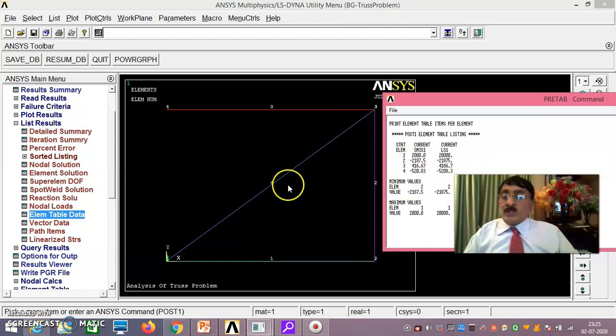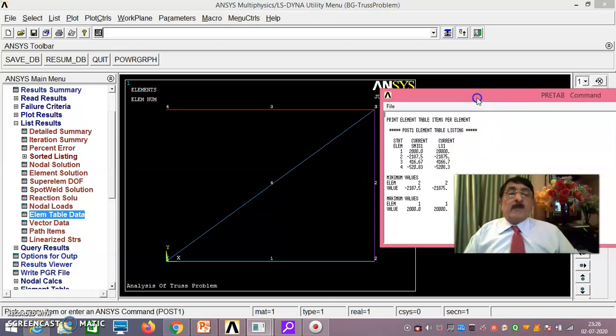And finally element 4, if you see here, it is negative 520.83. Negative means it is compressive stress here. 520.83 newtons is the force, and the stress is 520.83 divided by 0.1, which is 5,208.3 Newton per meter square or 5,208.3 pascals. Again, a very less thing. This is also a very important thing.